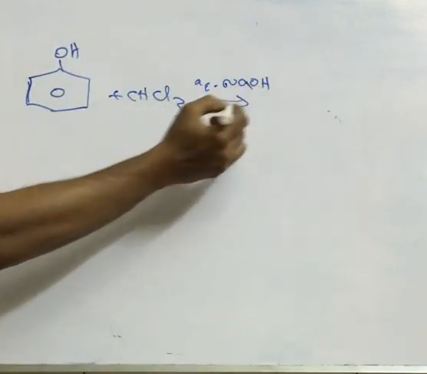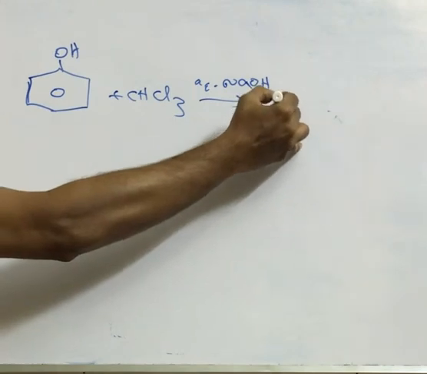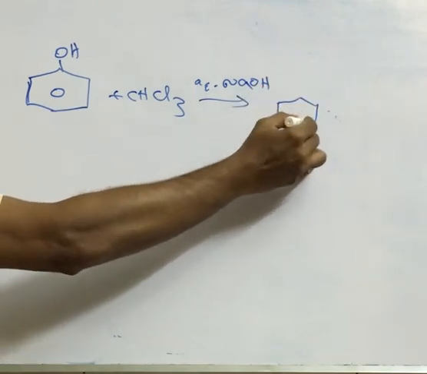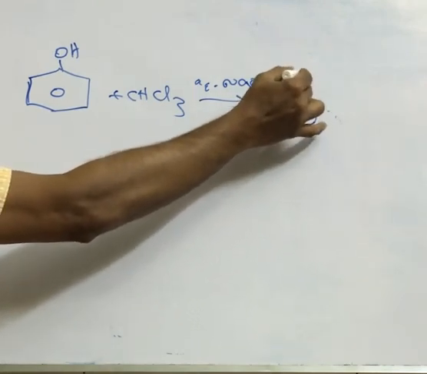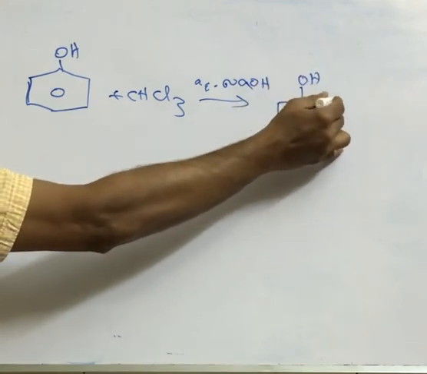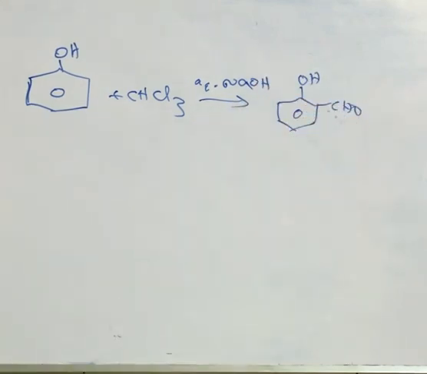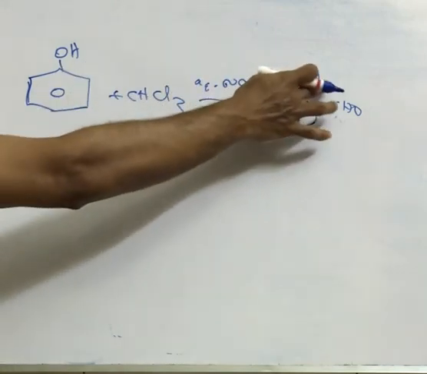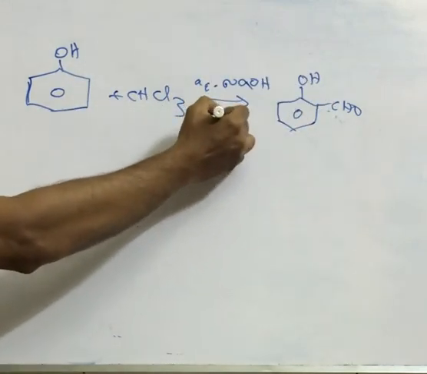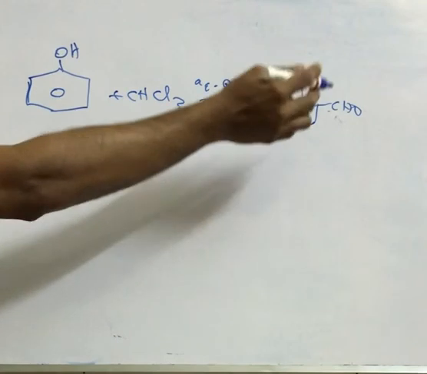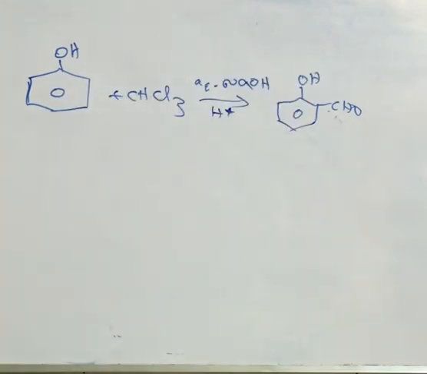So then you will be getting OH, then CHO. This is salicylaldehyde. 2-hydroxybenzaldehyde is called salicylaldehyde. Anyhow, we will get the sodium salt of the salicylaldehyde. If you acidify it, then you will get the salicylaldehyde. So this is the way we can convert this phenol to salicylaldehyde.